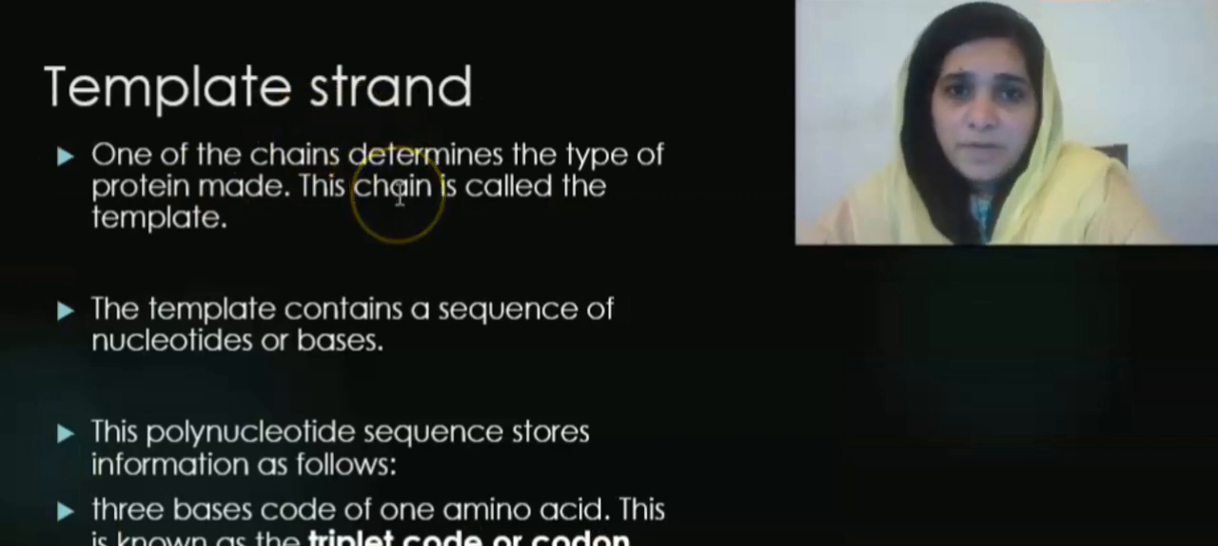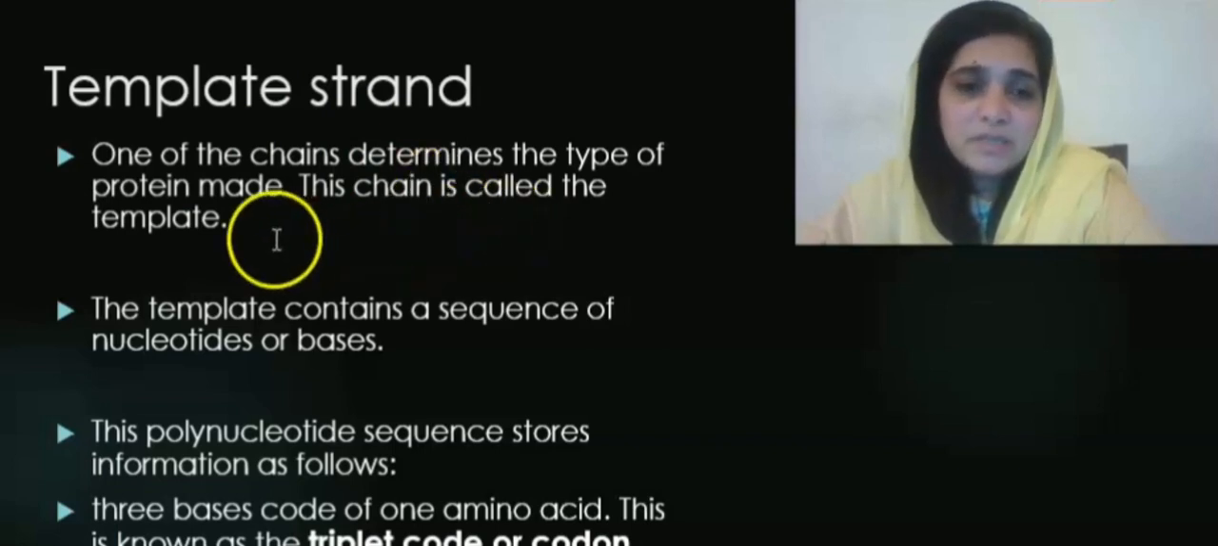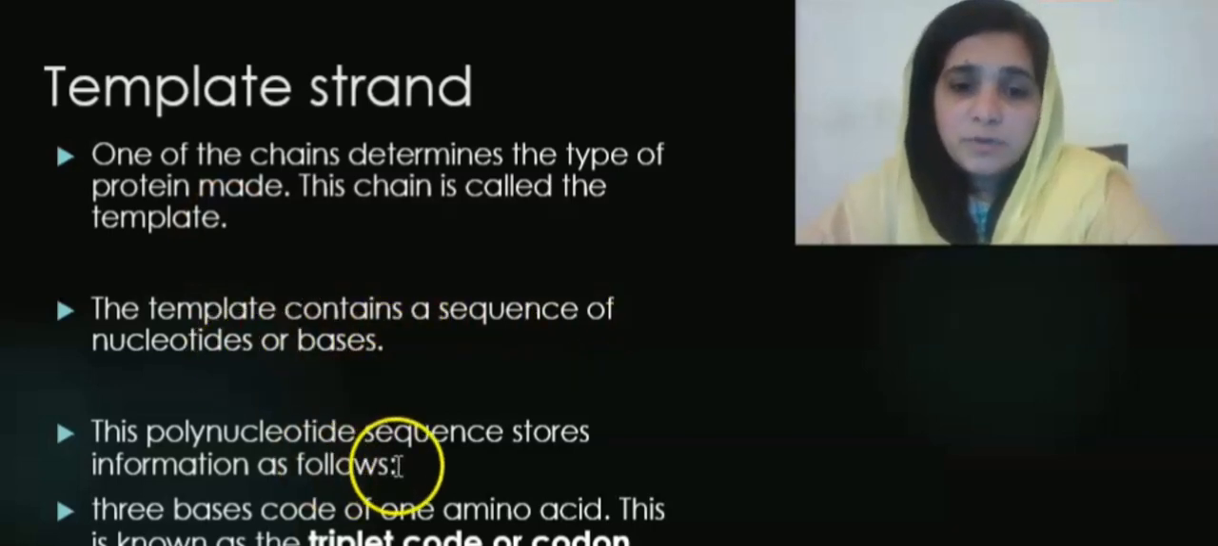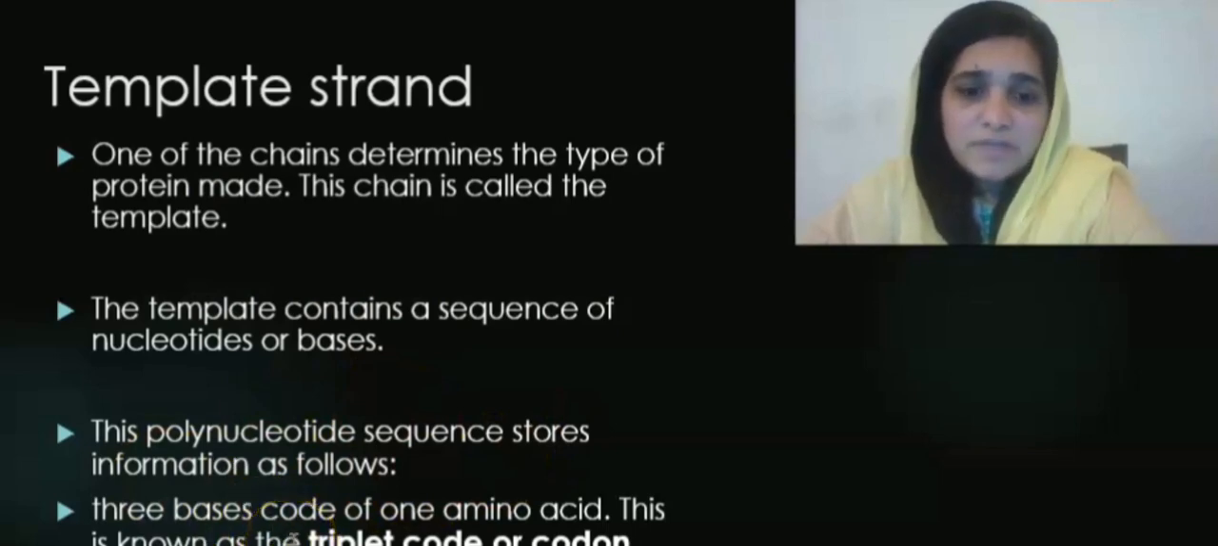So what is meant by the template strand? One of the chains determines the type of protein made. This chain is called the template. The template contains a sequence of nucleotides or bases. This polynucleotide sequence stores information as follows: 3 bases code for 1 amino acid. This is known as the triplet code or codon.